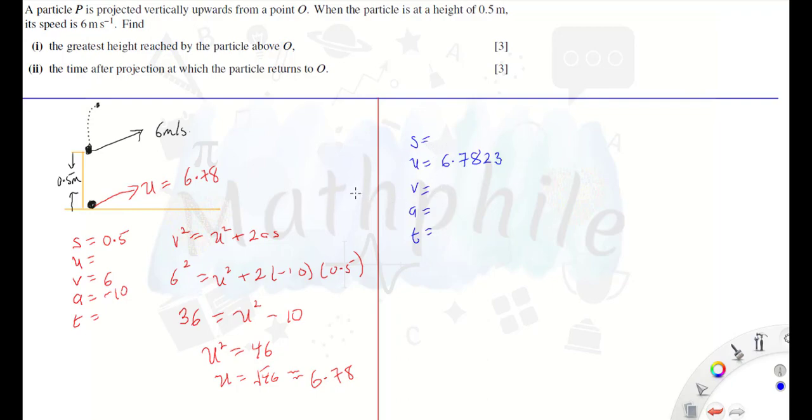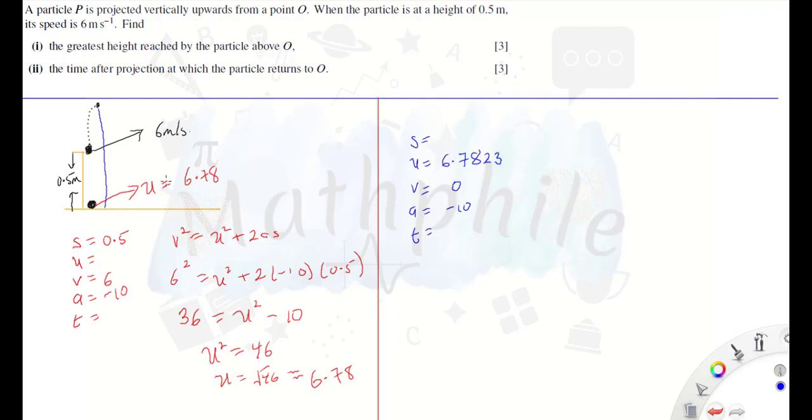Now, at maximum height, what can you say about the velocity? It is 0. And the acceleration in this time is going to be negative 10. The particle is going upwards. Okay, so we're looking for the distance from this height to the ground.